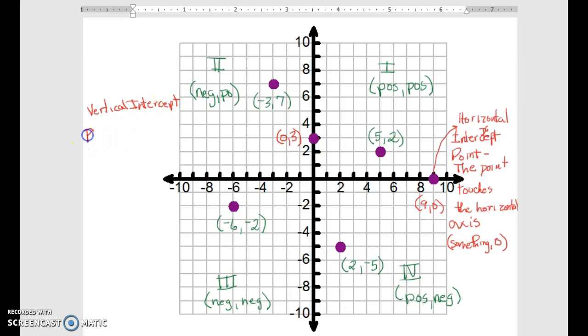This is because this point crosses or touches the vertical axis. The vertical intercept point is the point that touches the vertical axis.